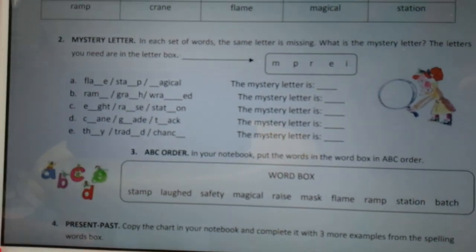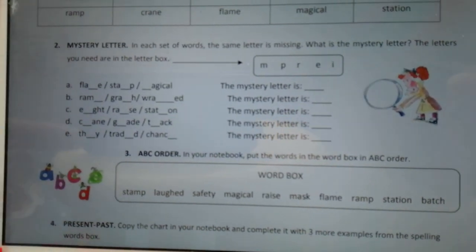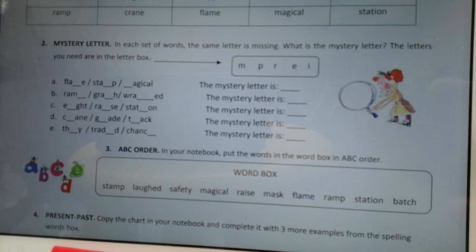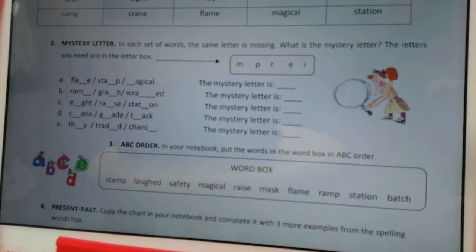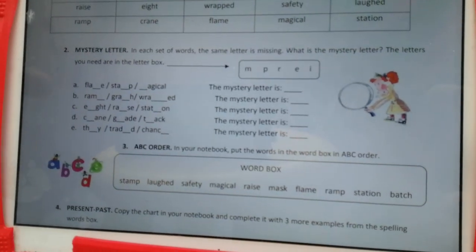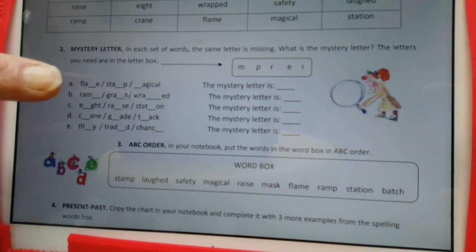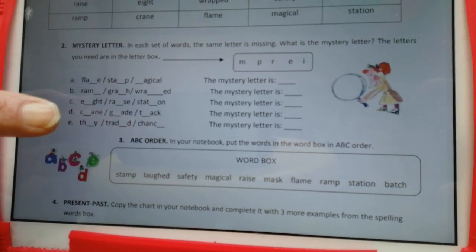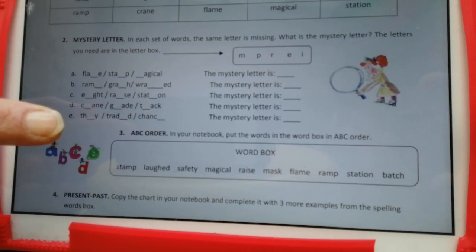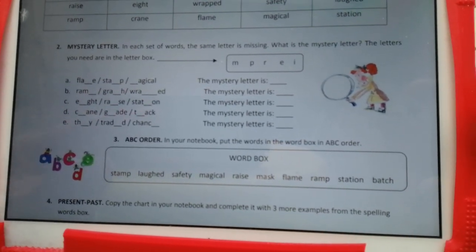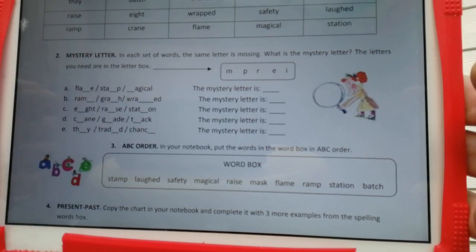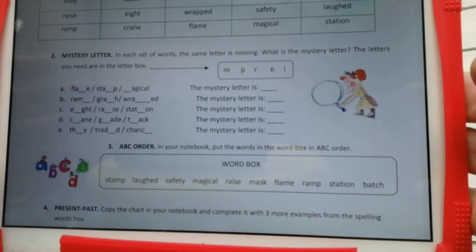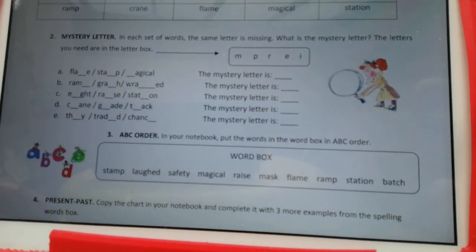The second activity, you know how it works. You have to try the letters in the box and try to figure out which one is the mystery letter for the 3 words on each of the lines. And remember, you can only use each letter once, and in the same line all the words have the same letter. So try them. You can do this by yourself.